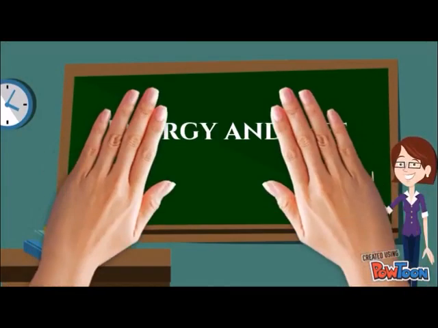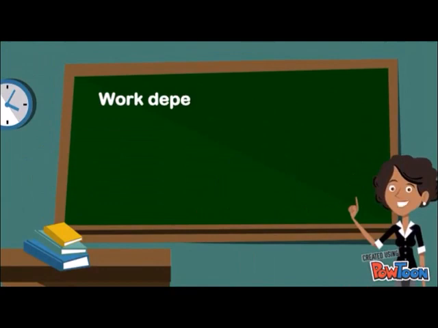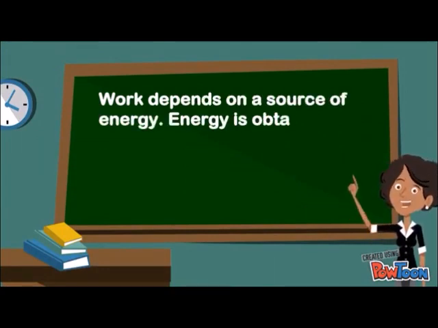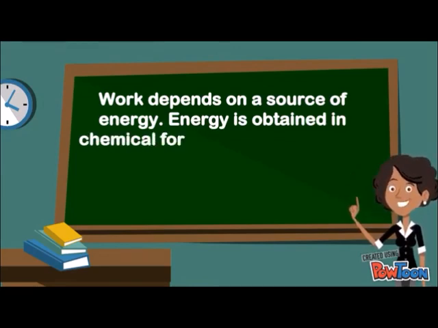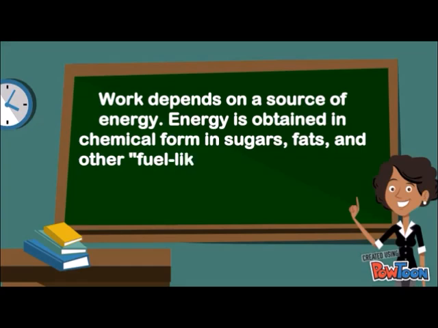Energy and life. Moving, growing, reproducing, and other activities of life require organisms to perform work. Work depends on a source of energy. Energy is obtained in chemical form in sugars, fats, and other fuel-like molecules in your food. Your cells use this energy for all their work.